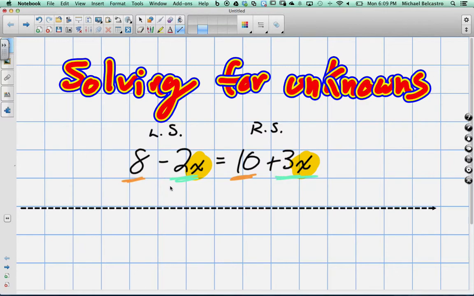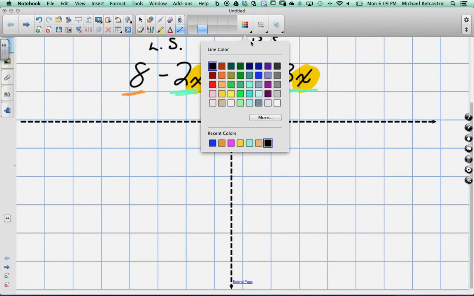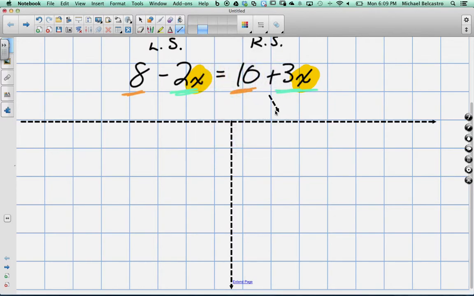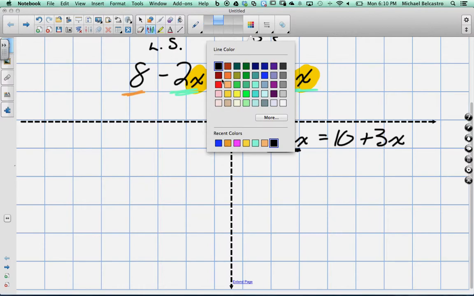Okay, so we'll split the screen in half here. On the first one, I'll do it, oh, that's the wrong one. Okay, over here, we'll move everything to the right. So I'll rewrite it: 8 minus 2x equals 10 plus 3x. So we'll do one step at a time. The first thing I'm going to do is move this negative 2x. So I want you to think of that as a negative. And we're going to move it to the other side.